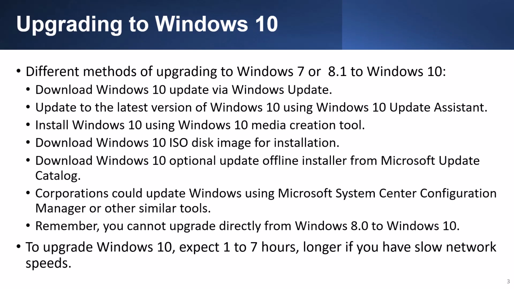There are several methods that you can use to upgrade Windows 7 or 8.1 to Windows 10. You can download the Windows 10 update via Windows Update, or you can use the Windows 10 Update Assistant. You can install Windows 10 using the Windows 10 Media Creation tool. You can download the Windows 10 ISO disk image and install from the ISO file. Lastly, you can download the Windows 10 Optional Update Offline Installer from the Microsoft Update Catalog. Corporations can also update Windows using Microsoft System Center Configuration Manager or other similar tools.